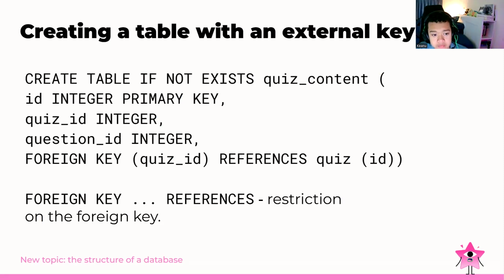And then for creating a table with the external key. To do this, we go for CREATE TABLE IF NOT EXISTS quiz content. We have the ID as integer primary key, the quiz ID as integer, and the question ID as integer. Then we make our foreign key the quiz ID, which references quiz from the ID. And for this one we also have the foreign key references. So basically these are the restrictions on the foreign key.